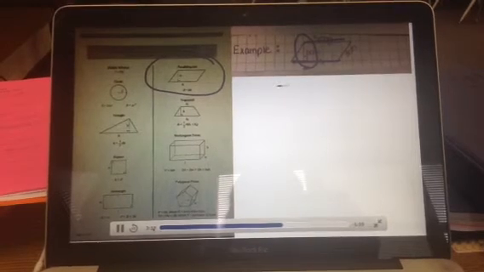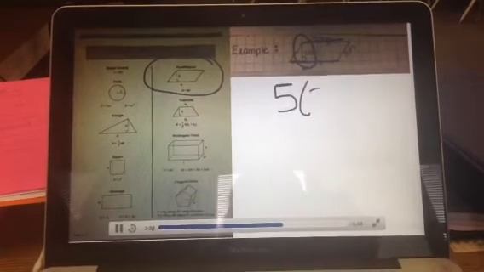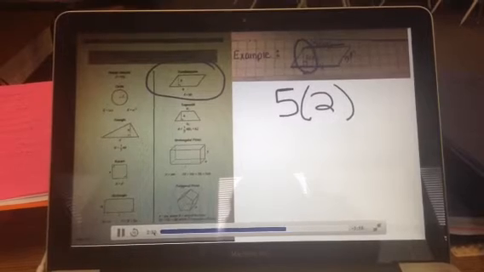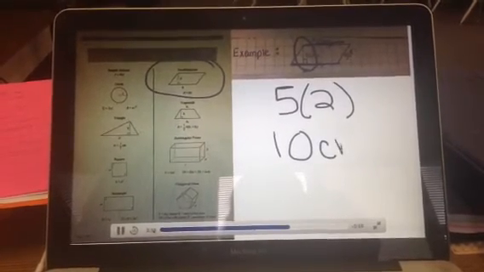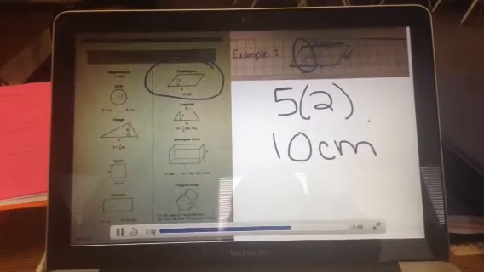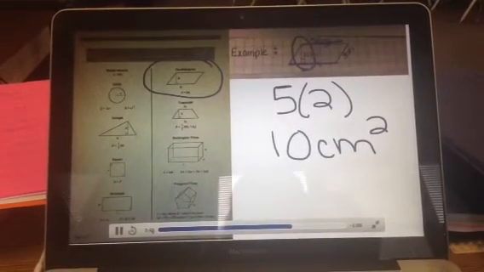So we have base of 5 times the height of 2. 5 times 2 gives us 10. And again, we have our units of centimeters. We're still talking about area, so we have centimeters squared.